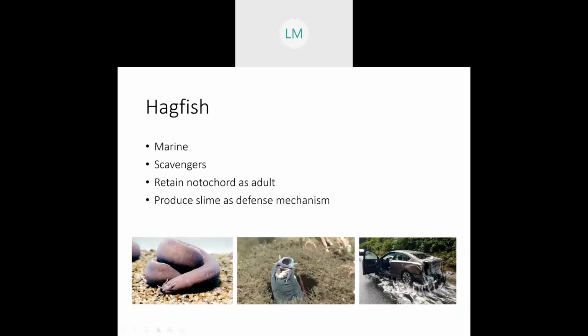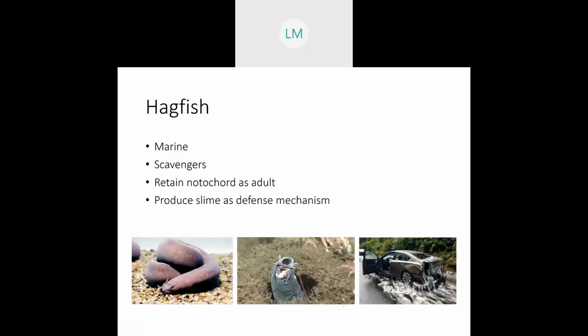So they retain this notochord, right? Remember we said the notochord is what is going to become the vertebral column. They don't have vertebrae, so they just have this notochord as an adult, but they have that cranium to help protect the brain. Hagfish also have this really unique adaptation to produce slime as a defense mechanism. So if you're holding a hagfish, they just get really, really slimy, and then it's hard to hold them, and then they can slither away and not be eaten, right?